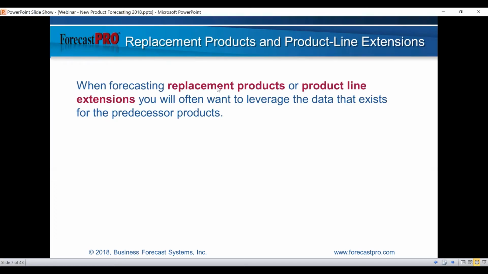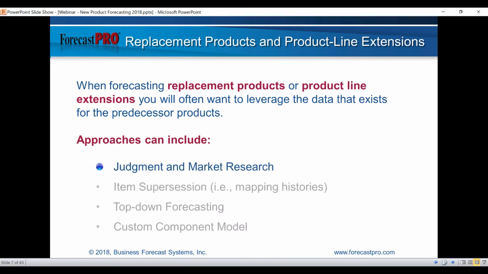So as Eric was explaining, replacement products and product line extensions, he gave a really nice example of Crest toothpaste. And one of the nice things that happens when you have replacement products or line extensions is you have a lot of internal data that you can leverage when you're coming up with a good forecast for that product. And again, the new product type is really going to be dictating what the appropriate approach is.